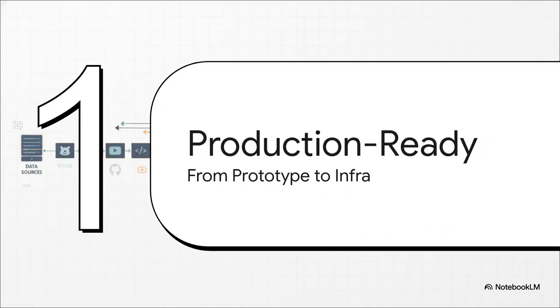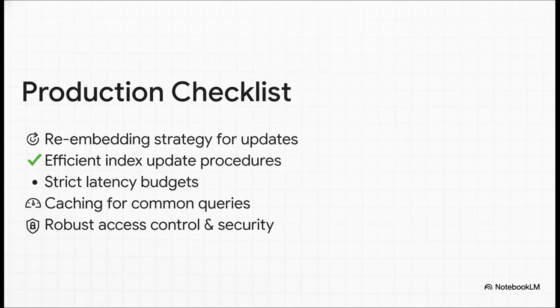Building a prototype is one thing. Deploying a robust, scalable system that real users depend on, well, that's a whole other beast. So for this final section, let's put on our infrastructure hats and talk about the engineering challenges of making a pipeline truly production-ready. This isn't just a list of nice-to-haves. This is the stuff that will keep you up at night.